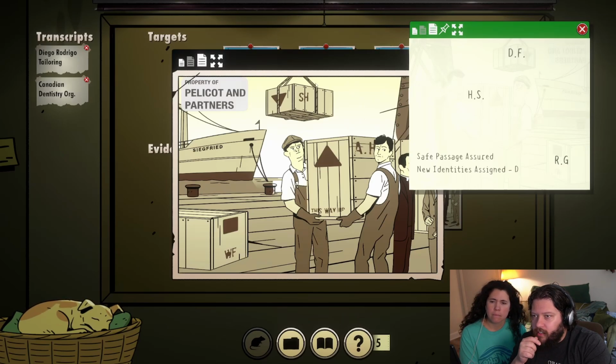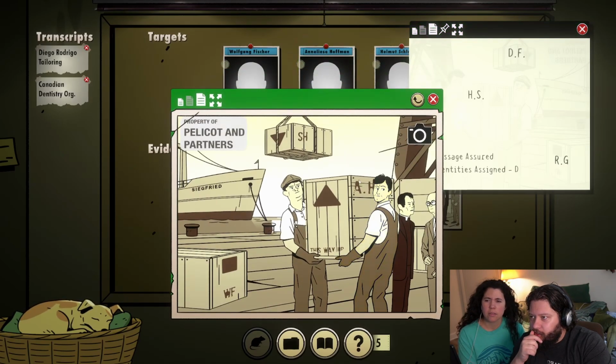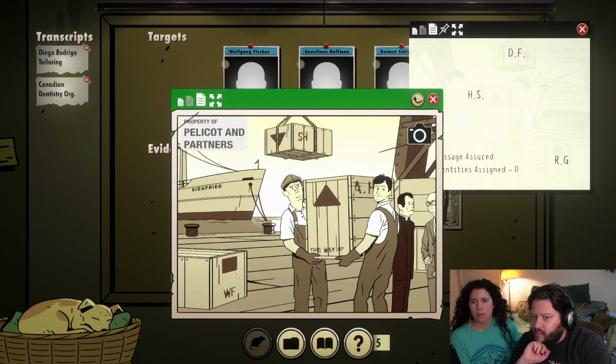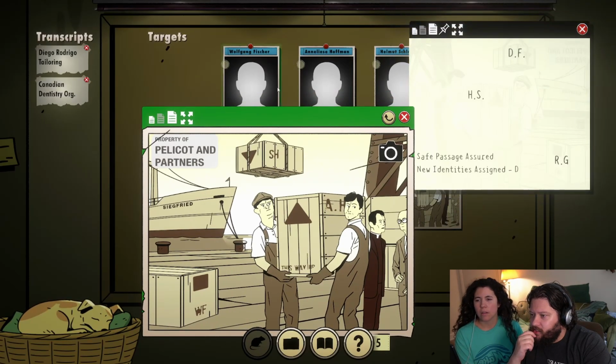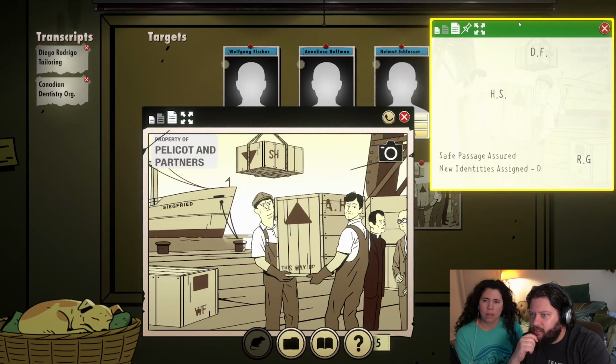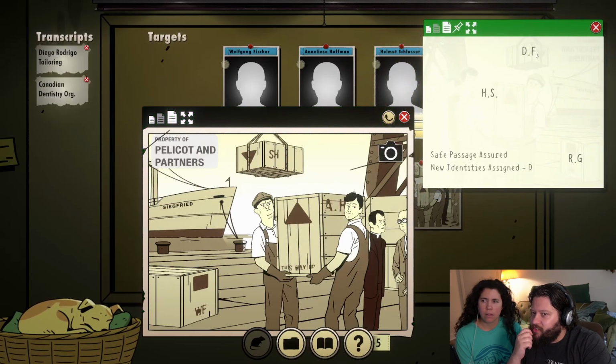Okay, so hold on a second. Wait, where's that? HS, because it's upside down, WF. So they're new initials. HS turned into DF. Helmut Schlosser now has the initials DF, I think. WF, Wolfgang Fischer, now has the initials RG. And Annalise Hoffman now has the initials HF.